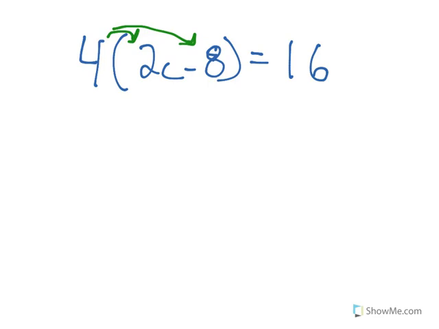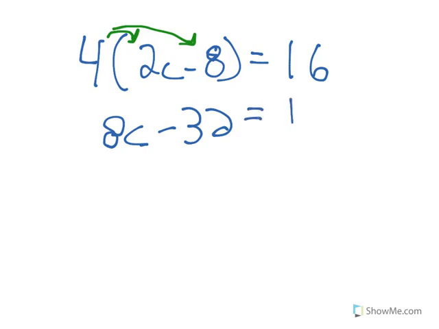That could be another reason to say, oh, I'm not going to bother with that. Like if that were a 15, you could be like, I'm going to save that decimal math for later. So 4 times 2, because we're distributing, is 8c. 4 times negative 8 would be negative 32. Good.